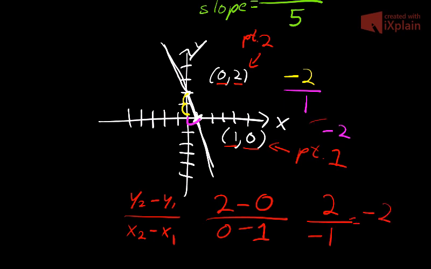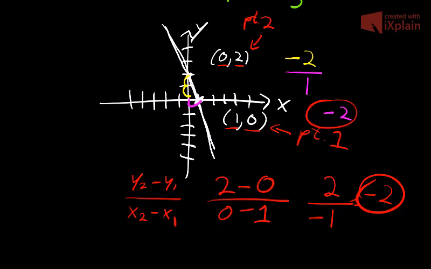So either way, we get this negative 2 slope. Both ways we do it, they're going to give us the same thing. The first way we did was a lot more visual. And the second way we did it, of course, is a lot more mathematical.